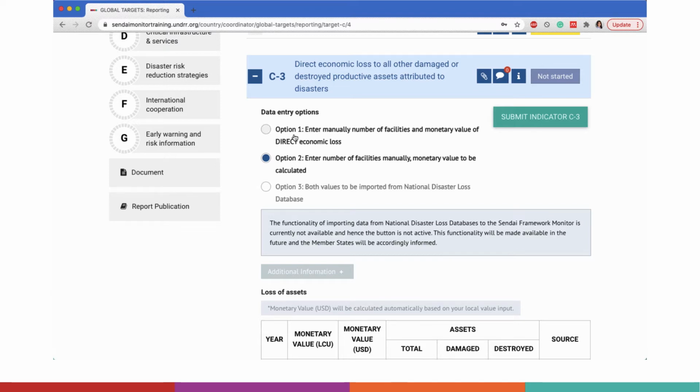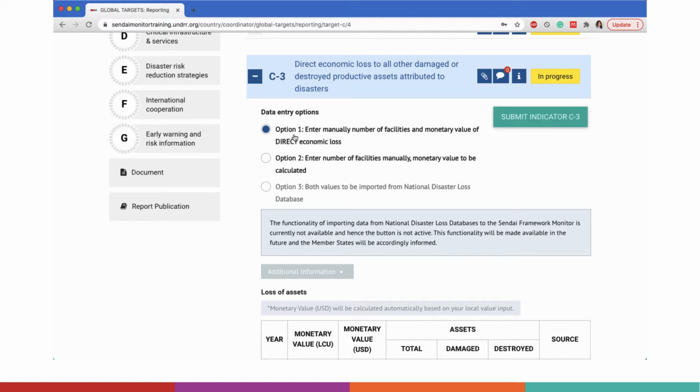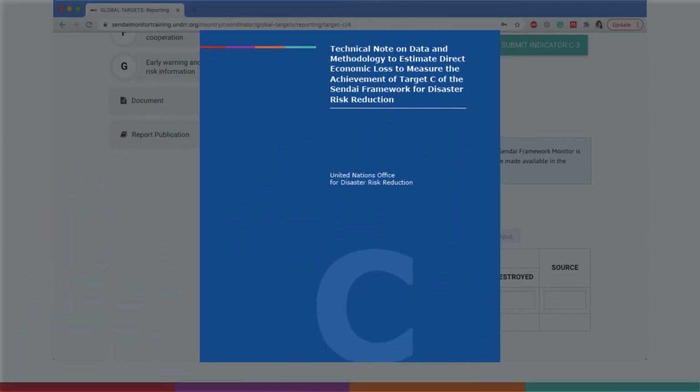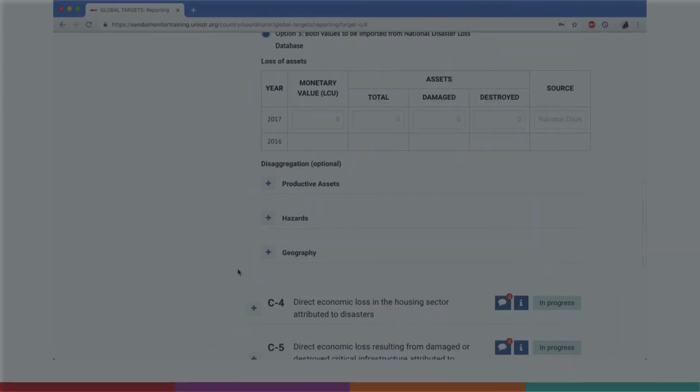Option 1 is only suitable if you have data on physical damage as well as the monetary value of direct economic loss. If you choose option 1, enter the monetary value in your local currency unit, or LCU, and the system will convert this to US dollars based on the exchange rate entered in the metadata. Choose option 2 for the system to calculate the monetary value based on the data on physical damage that you input for this indicator. Refer to the TGNs for more information on definitions or calculations of direct economic loss.